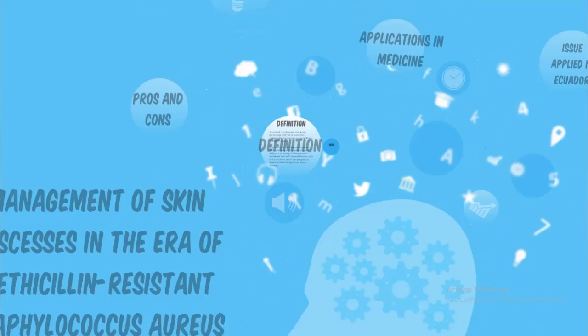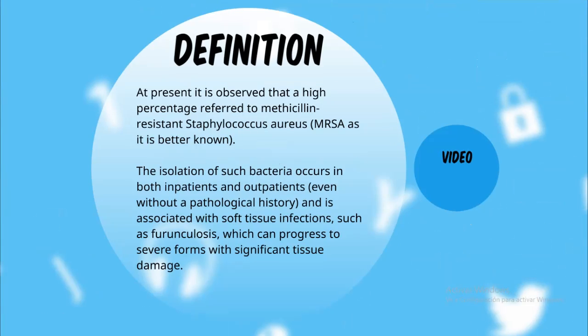First, definition. At present, a high percentage of infections are observed to be caused by methicillin-resistant Staphylococcus aureus, MRSA, as it is very well known. The isolation of such bacteria occurs in both inpatients and outpatients, even without a pathologic history, and is associated with soft tissue infection, such as furunculi, which can progress to severe forms with significant tissue damage.